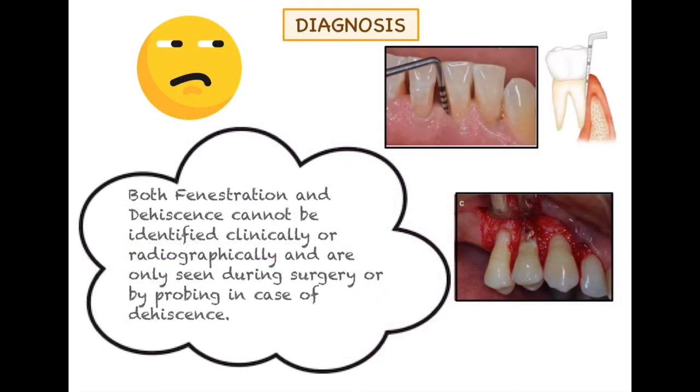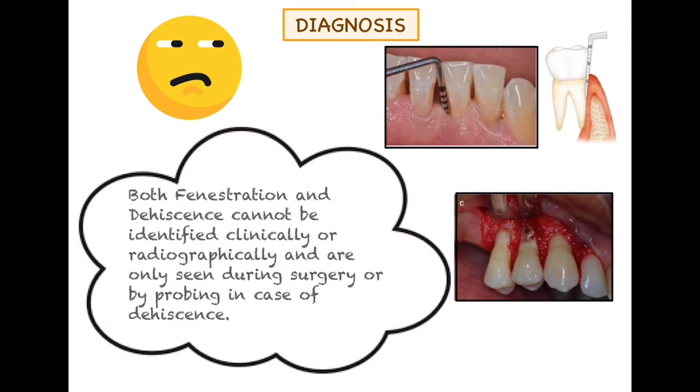So, now let's move on to the diagnosis. What if you suspect such a case, maybe in your clinic or while doing a patient in your practice? So how would you diagnose, right? This is very important, so please pay attention here. Fenestration and dehiscence cannot be identified clinically or radiographically. As previously also, I have told you that I have put up the picture. However, that picture didn't really indicate these defects, as this cannot be seen clinically or diagnosed radiographically.